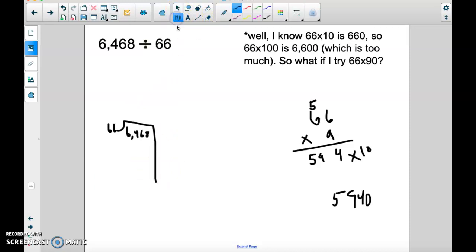So if I have my hook and ladder set up, and the first thing I do is times it by 90, then I can take away 5,940. My writing is not the greatest right now. So then 8, 2... Please make sure you are borrowing appropriately. Some of us have been struggling with that lately and making silly little mistakes. So I'm left with 528, okay?